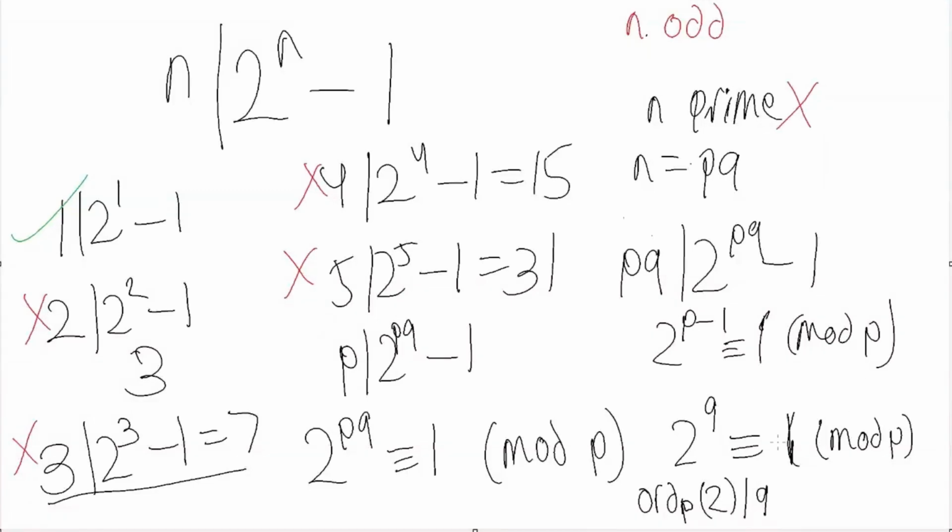What happens if this order is equal to 1? Well, then 2 is equivalent to 1, which is bad. So therefore, this order is actually equal to q. And as such, we know it divides p minus 1.